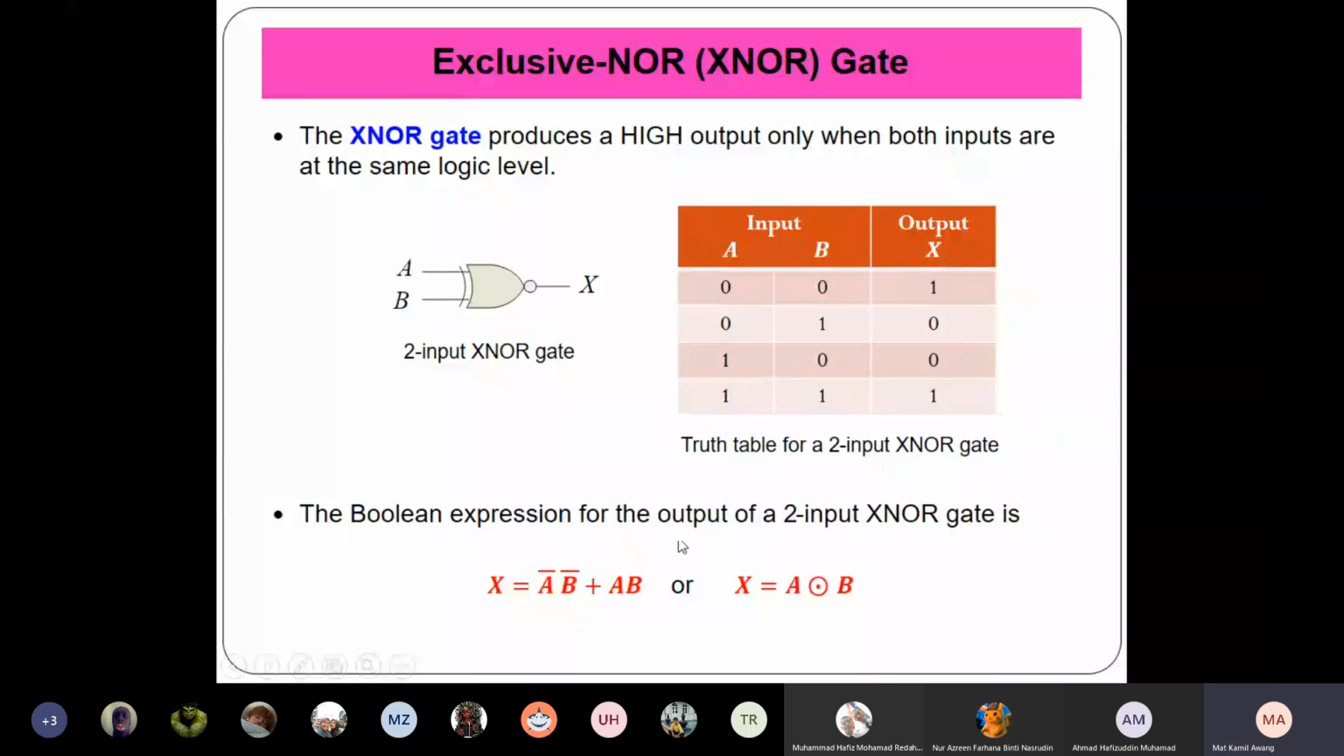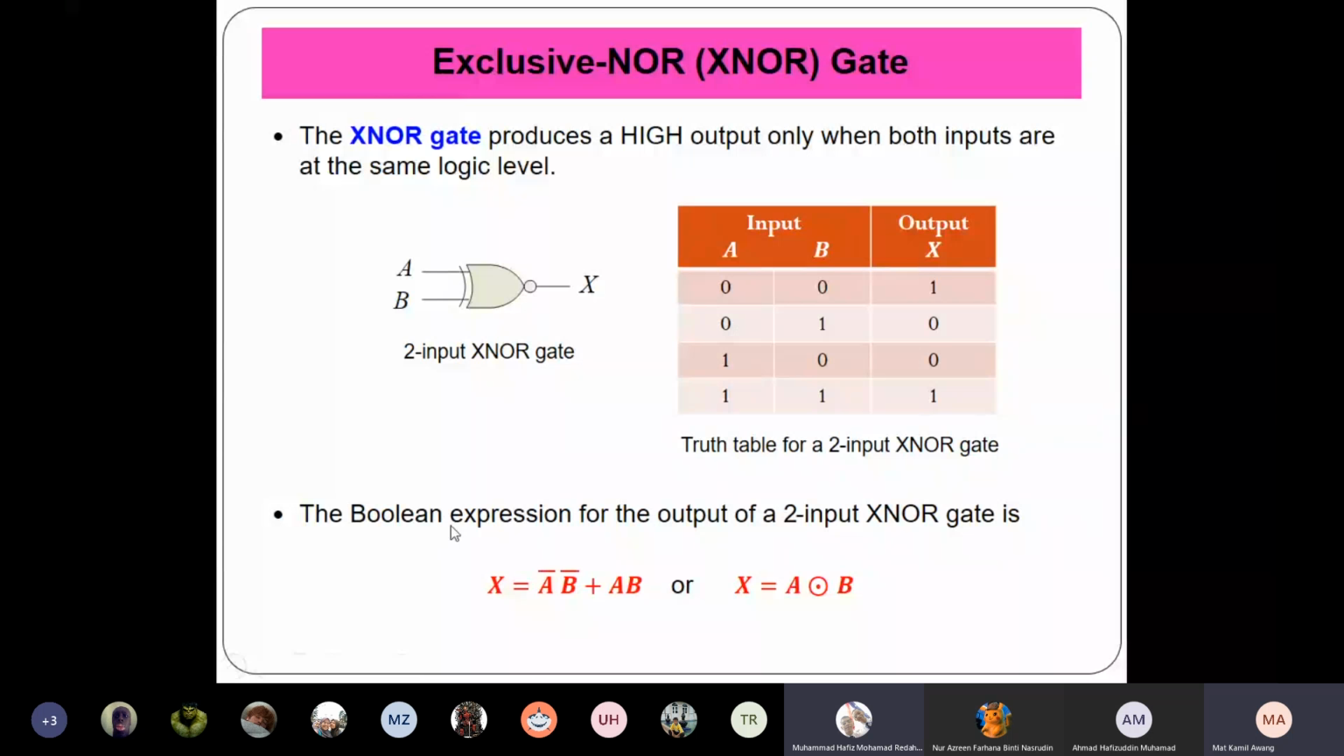So the Boolean expression for the output of the two input XNOR gate is as this. X is equal to A XNOR B. So the XNOR symbol is a dot in a circle. The expression is that X is usually A bar B bar plus A B. So you remember the A bar B bar. You NOT first A, then you NOT B, then you AND.